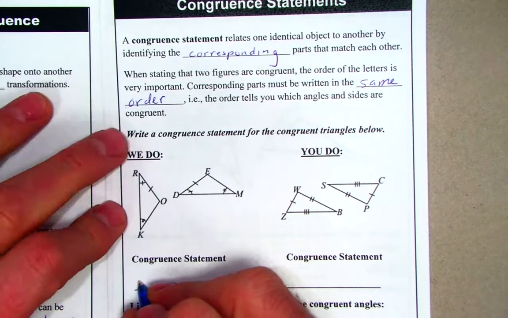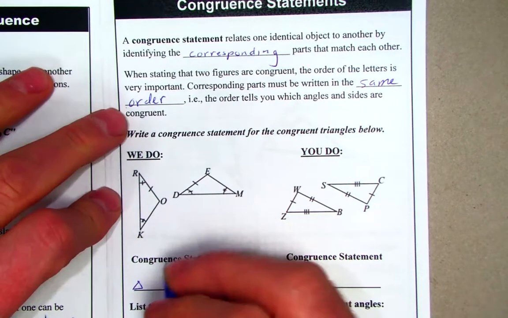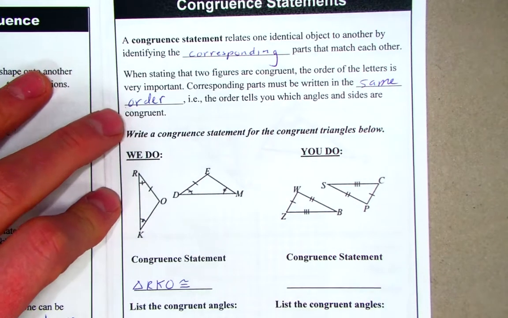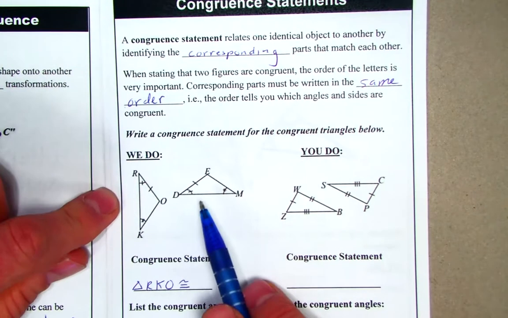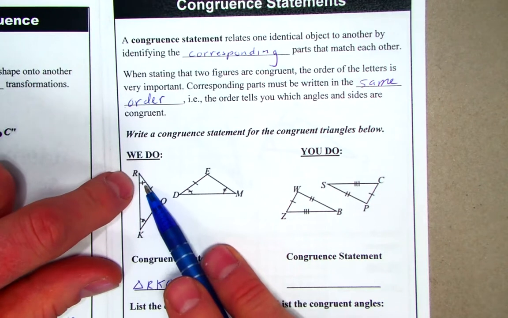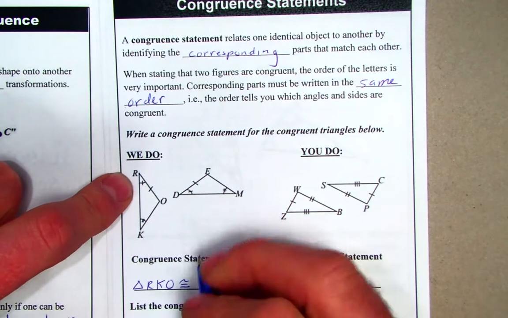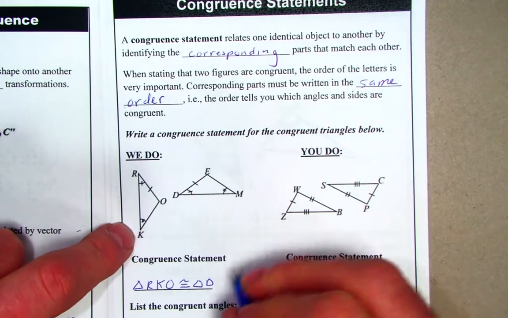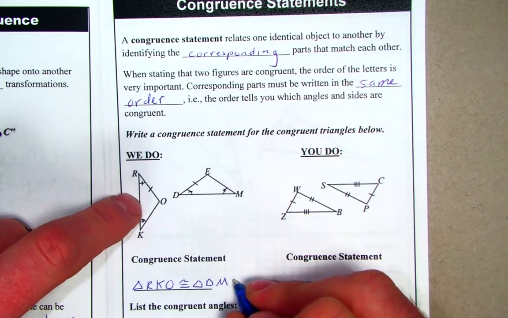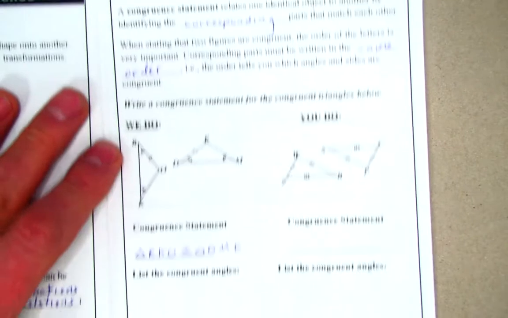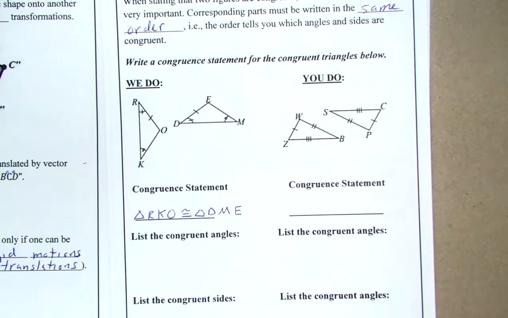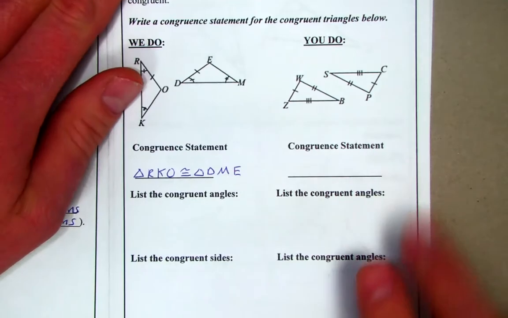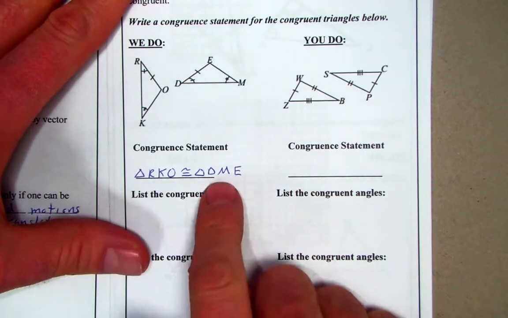So we can start by saying triangle, and it doesn't matter how we name this one, RKO, is congruent to. Well, now we need to make sure that we choose the corresponding angle to R. So notice R has one hash mark and D has one hash mark. So R corresponds to D. K has 2, M has 2, so K corresponds to M, and obviously E is left over. So that's a congruent statement. And I'm going to ask you on a quiz, write a congruent statement from this diagram. That's all I'm asking. Okay, and from that, we know which angles are congruent and which sides are congruent.